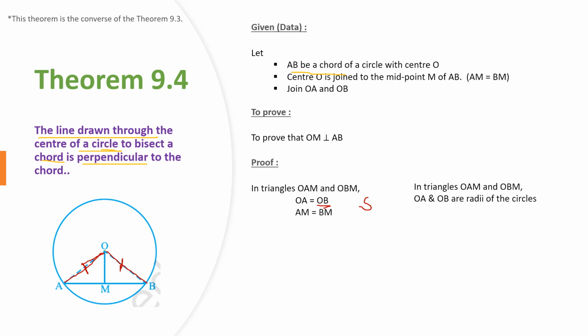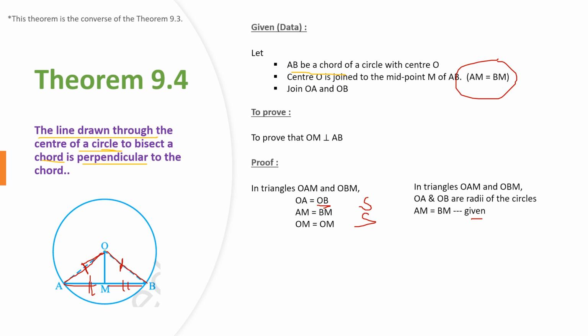Next, AM is equal to BM. Why? It is given, because I identified the midpoint. Then I was able to join the midpoint M to the O. This line is equal to this line. Right? Why? It's given. AM is equal to BM. Next, go to the next one.